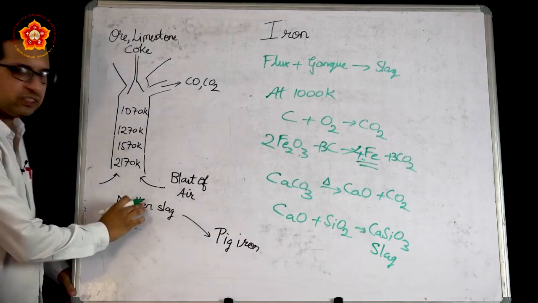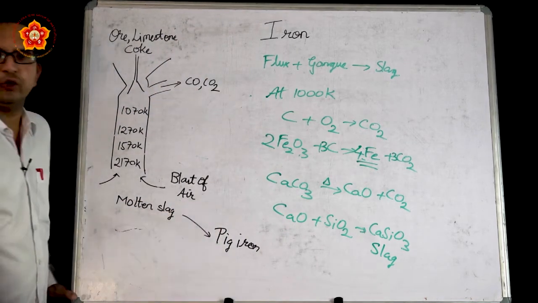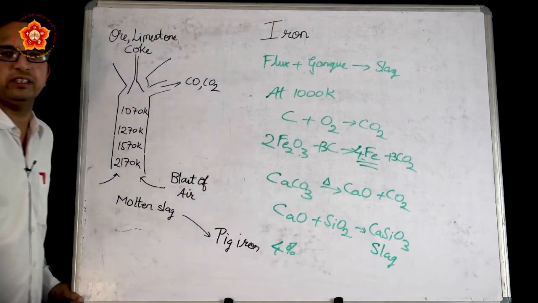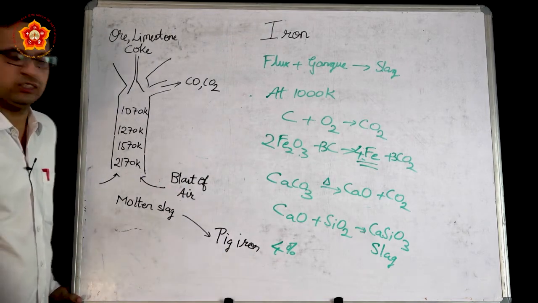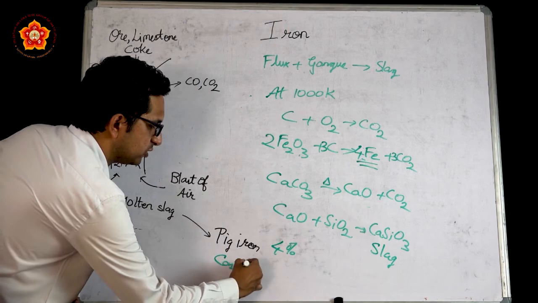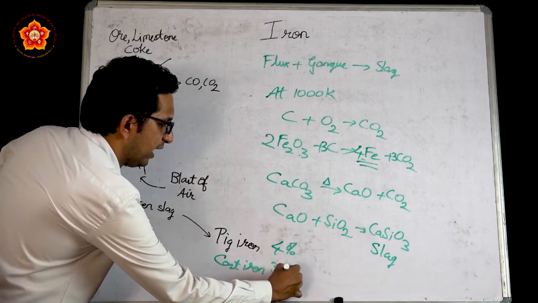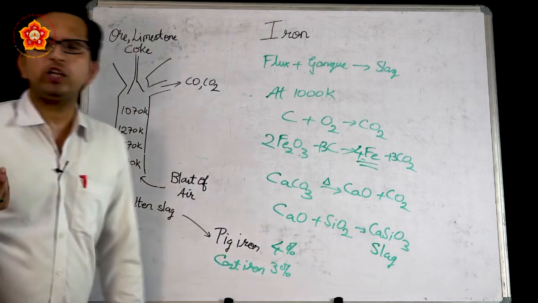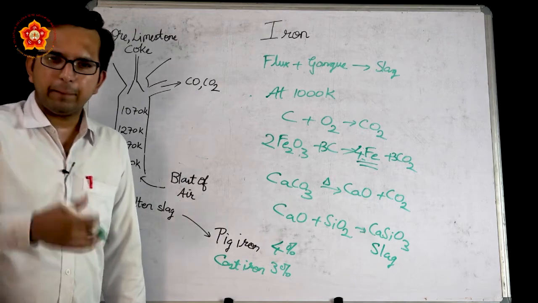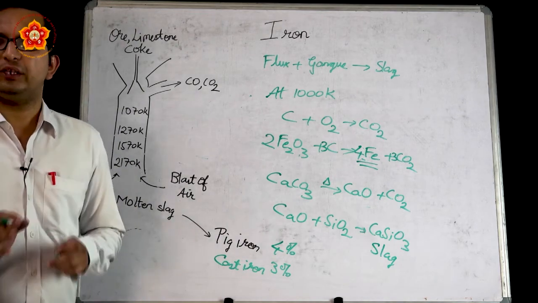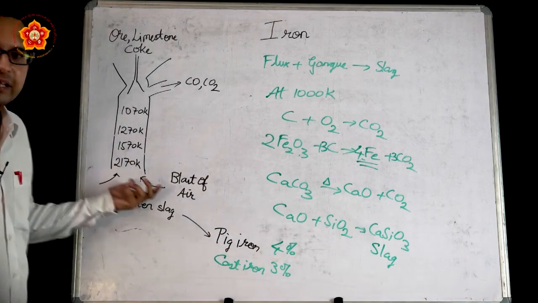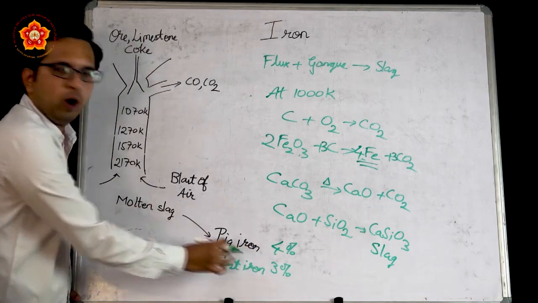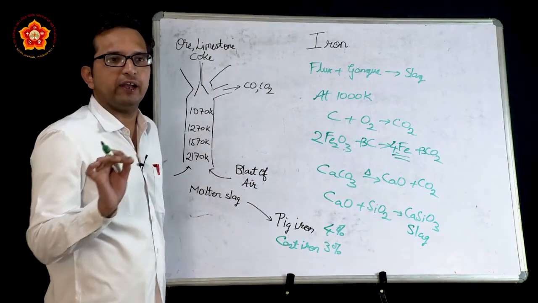All this molten slag will be held up here, and the iron that you get is called pig iron, which has around 4% of carbon present in it. With more purification, we can get another form of iron called cast iron, which will only have 3% of carbon in it. A pure form of iron is called wrought iron, which is malleable in nature and can be used for many other alloy formations. The purest form of iron is called wrought iron.